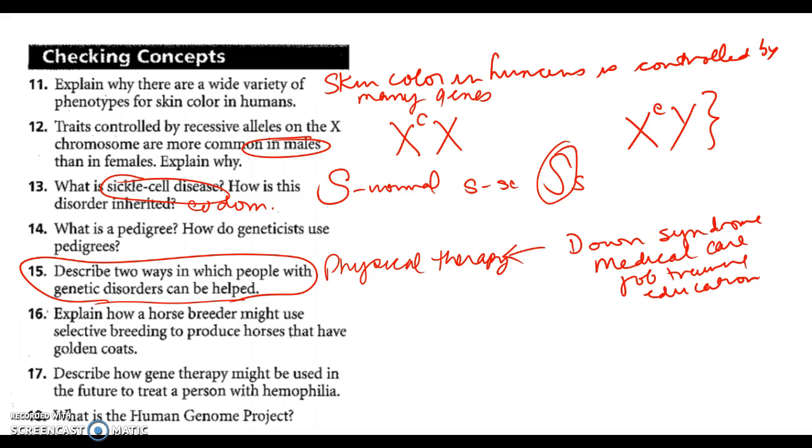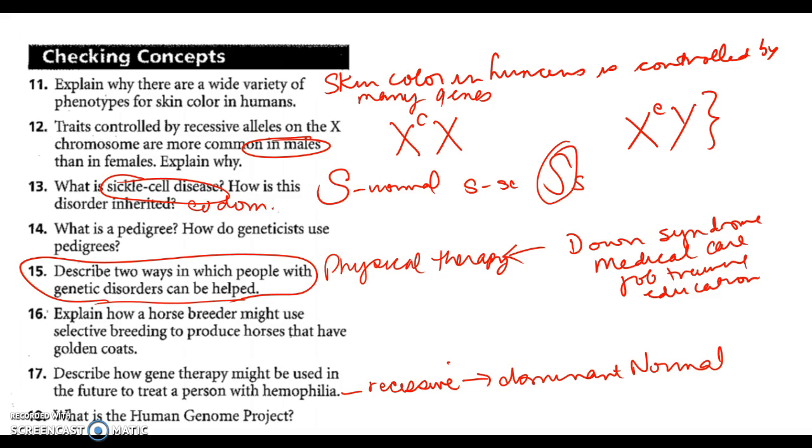Number 17, describe how gene therapy might be used in the future to treat a person with hemophilia. Well, possibly doctors could replace that defective allele on the X chromosome with a copy of the normal allele, right? It's a recessive allele. Maybe they could replace it with the dominant normal allele, right? And that's a bit in the future, but they are definitely starting to be able to do some of that.